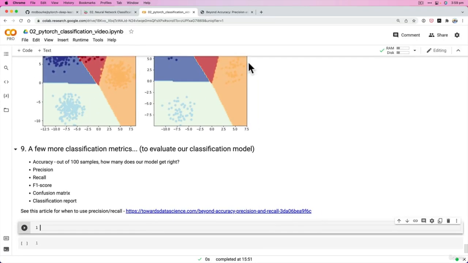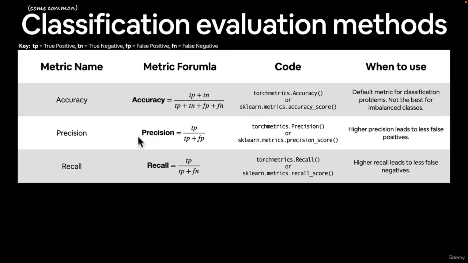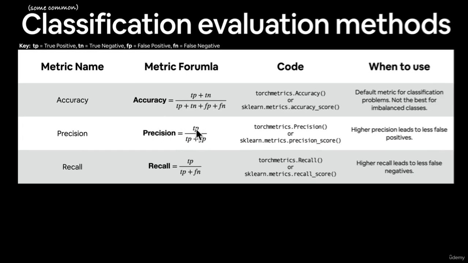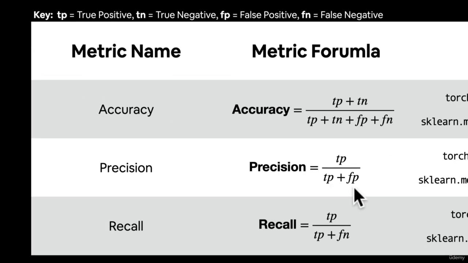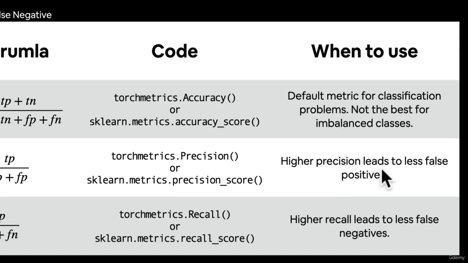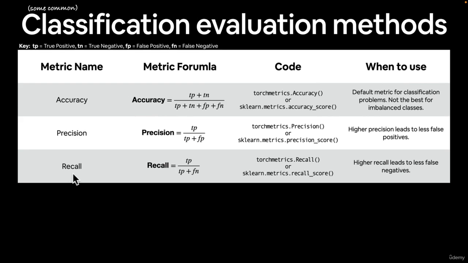Now, if we look back, there is the formal formula for precision: true positive over true positive plus false positive. Higher precision leads to fewer false positives. So if false positives are not ideal, you probably want to increase precision. If false negatives are not ideal, you want to increase your recall metric. However, you should be aware that there is such a thing as a precision-recall trade-off, and you're going to find this in your experimentation.